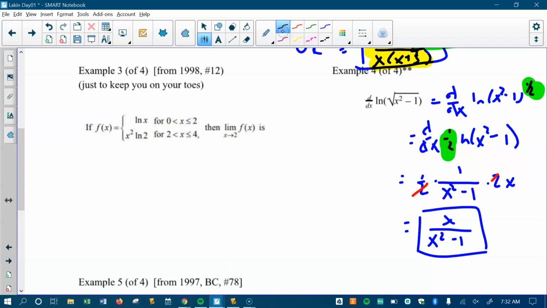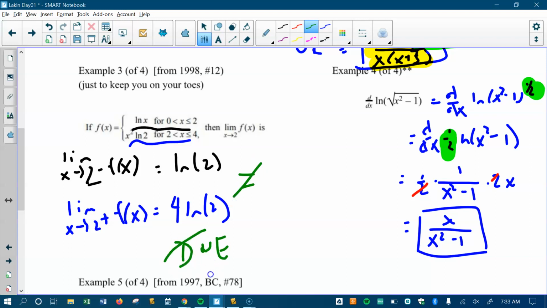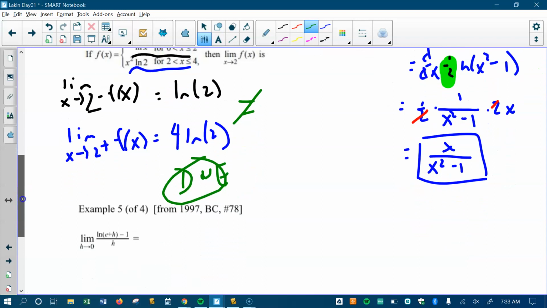Let's take a look at number 3, which is a blast from the past, a limit problem. Limit as x approaches 2. Well, let's look at the left-hand limit, because we need the left and the right hand to be the same. The left-hand limit, we're going to look at this value, which is equal to ln of 2. Let's look at the right-hand limit, which is going to be the blue value. And if I plug in 2 here, I'm going to get 4 ln of 2, and I hope you tried that on your own. Oh no, they're not equal. D&E. I like D&Es. They're cool.